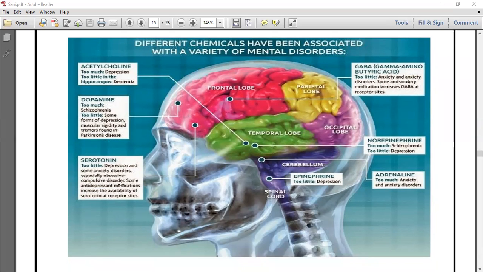The third one is serotonin. Too little of this causes depression and some anxiety disorders, especially obsessive compulsive disorder, which affects our forebrain, and the forebrain further affects our frontal lobes. The fourth one is gamma aminobutyric acid, of which too little affects the parietal lobe and causes anxiety disorder. Some anxiety medication increases GABA at receptor sites. GABA stands for gamma aminobutyric acid.